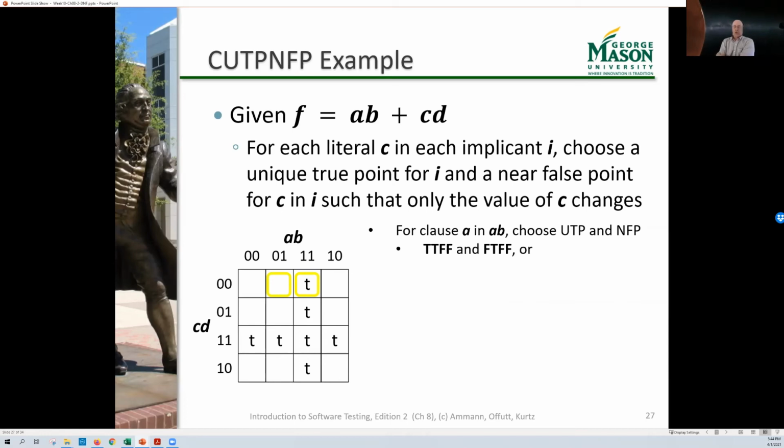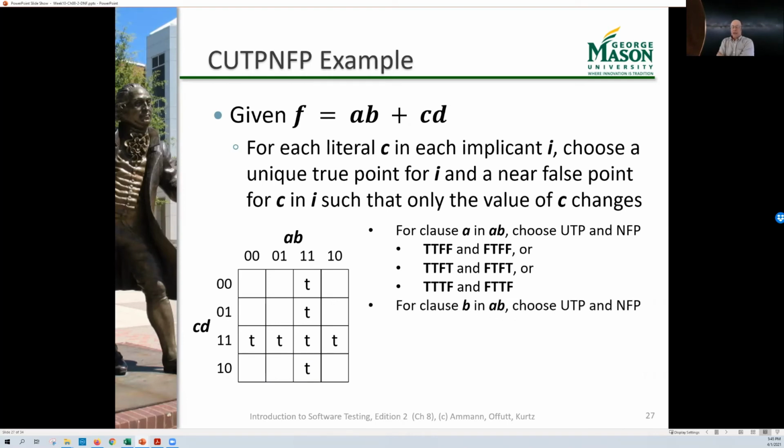False, true, false, false. Or we could pick this pair, or we could pick this pair. In each case, we've picked a unique true point for the term, the implicant that A is part of, and then we've changed A from true to false to get a corresponding near false point. So we could have picked any one of those pairs. And if we look at clause B in AB, then again, we need to pick unique true points and near false points. And again, the unique true points are easy. It's going to be the same set of points. But now we want to take the unique true point and change B from true to false and find the corresponding near false point with respect to B. So we can get true, true, false, false for the true point and true, false, false, false for the near false point. And likewise, we could pick each of the other unique true points and derive a near false point from it.